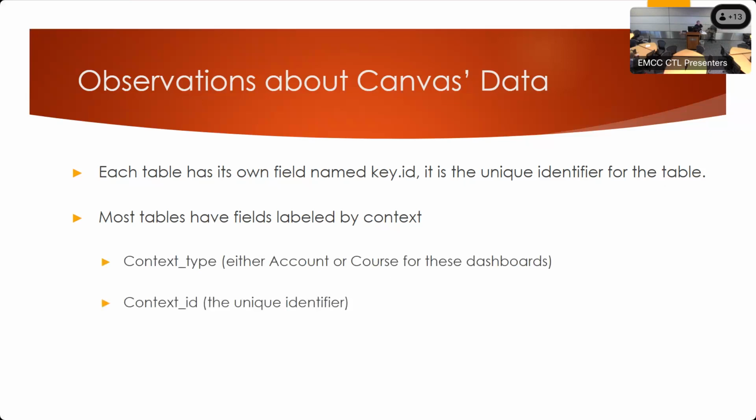They have a context ID. This is on the slides. I will be sharing these with you all. And the context ID, that's the unique identifier. And that's either going to be an account code or a course code, which are identified in the account or course tables. And finally, there's the context code, which is a concatenation, or a joining, of the context type and the ID.